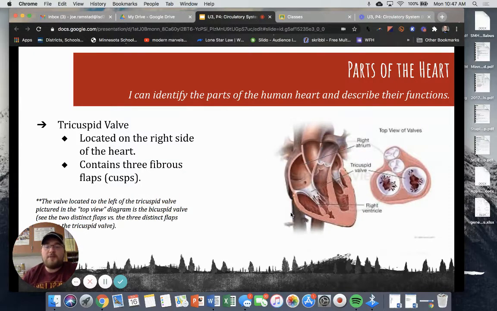The tricuspid valve is located on the right side of the heart, and it contains 3 fibrous flaps or cusps. The valve located to the left of the tricuspid valve, pictured in the top view diagram, is the bicuspid valve. And you can see the 2 distinct flaps on that diagram versus the 3. So we have our tricuspid valve right here, and this is our bicuspid valve, and you can see that there are only 2 versus the 3 on the tricuspid.